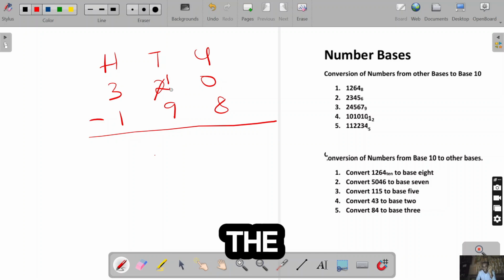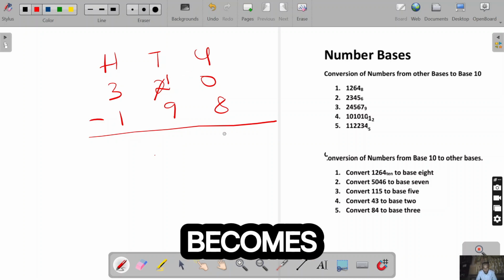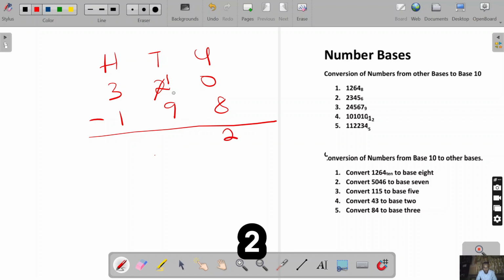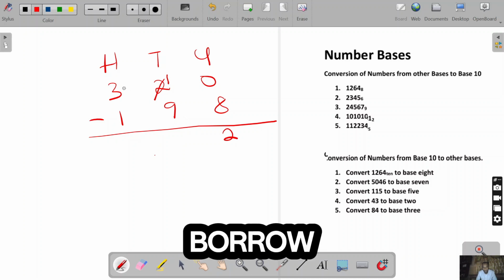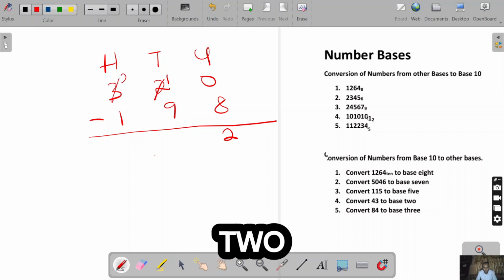is 10. The one I borrowed here is 10. I'll add that 10 to this 0. It becomes 10. 10 minus 8 now becomes 2. Now I have 1 here. 1 minus 9 is not possible. I borrow 1 from this 3. I'll have 2 here. That 1 I borrowed is 10. I'll add 10 to this 1, it becomes 11. 11 minus 9 gives me 2. So we said 2 minus 1 gives me 1. So we have 1, 2, 2.